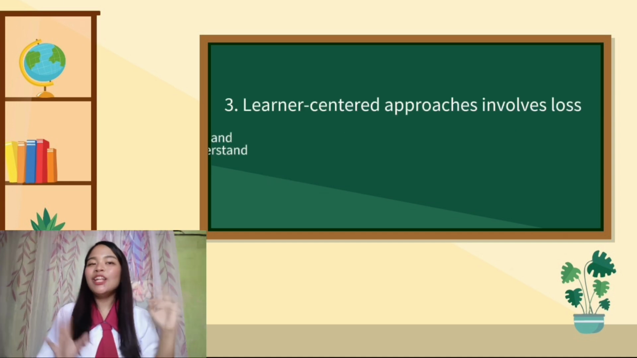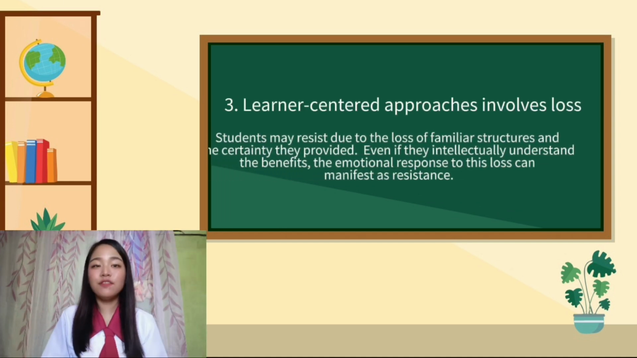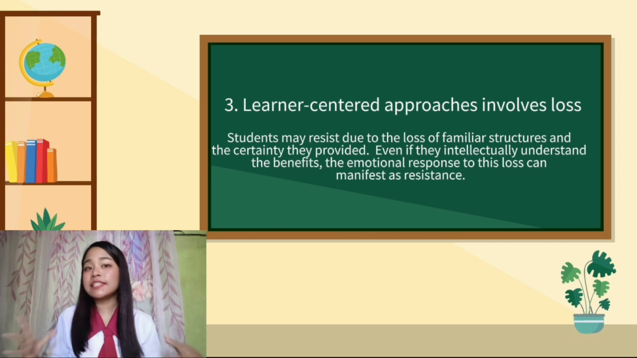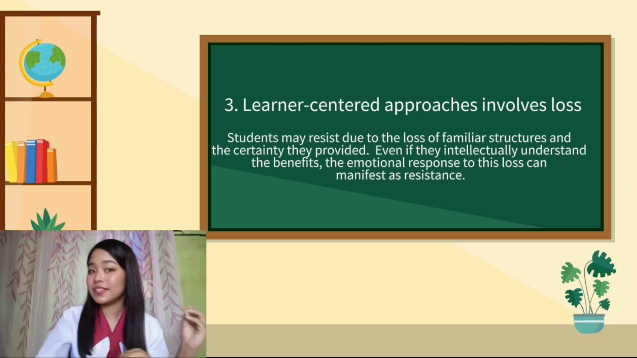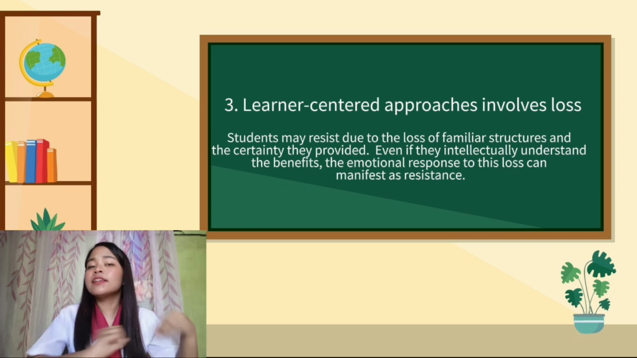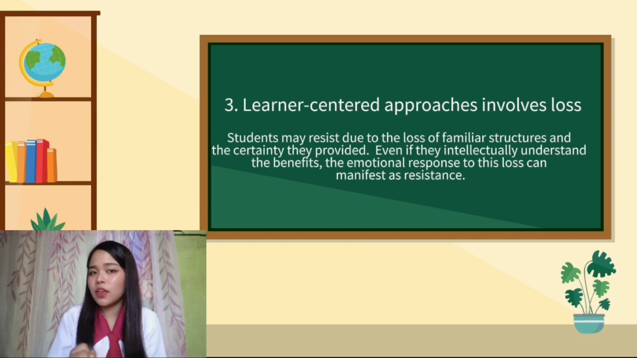Number 3, learner-centered approaches involve loss. Students may resist due to the loss of familiar structures and the certainty they provided, even if they intellectually understand the benefits. The emotional response to this loss can manifest as resistance. So it is the loss and discomfort. Students resist because they lost the comfort and familiarity of the traditional methods.